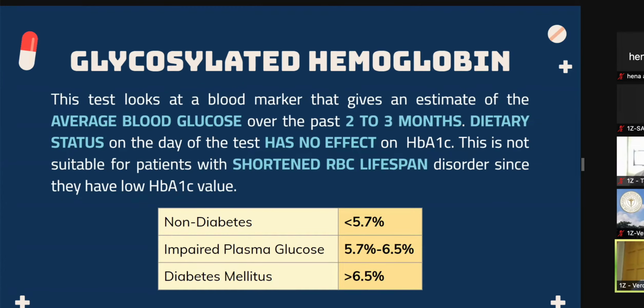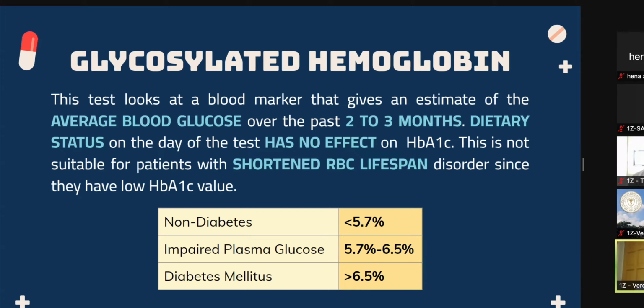So with glycosylated hemoglobin or HbA1c test, this test looks at a blood marker that gives an estimate of the average blood glucose over the past 2 to 3 months. It is the largest subfraction of a normal hemoglobin A in both diabetic and non-diabetic patients. It is hemoglobin A that is irreversibly glycosylated, including hemoglobin that may also be glycosylated on lysine residues. It represents the weighted average of glucose levels, with youngest erythrocytes contributing to a greater extent than older ones. So dietary status on the day of the test has no effect on HbA1c.